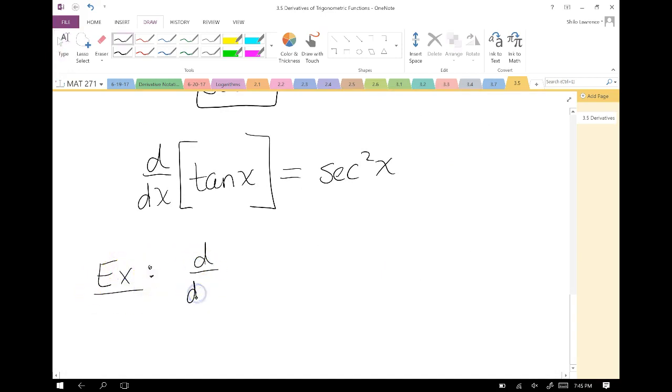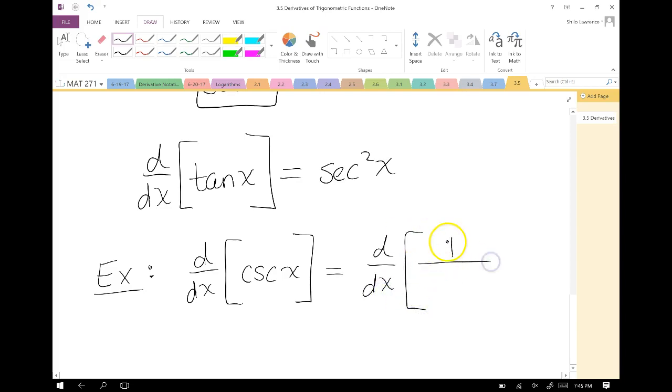We are going to find the derivative for cosecant x. So really all we know and all we have to really memorize is the derivative for sine and cosine. Every other trig function can be written in terms of sine and cosine, and we can go from there. So cosecant is equal to 1 over sine.